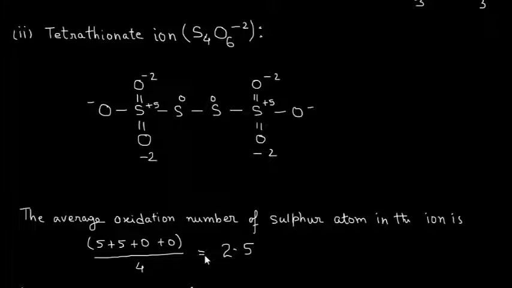Let us see one more example: the tetrathionate ion, that is S4O6 2-. The structure is shown below. The average oxidation number of the sulfur atom in this ion is 5 plus 5 plus 0 plus 0 plus 4, that is 2.5, or you can write 5 by 2. The same example we have done in the last class.